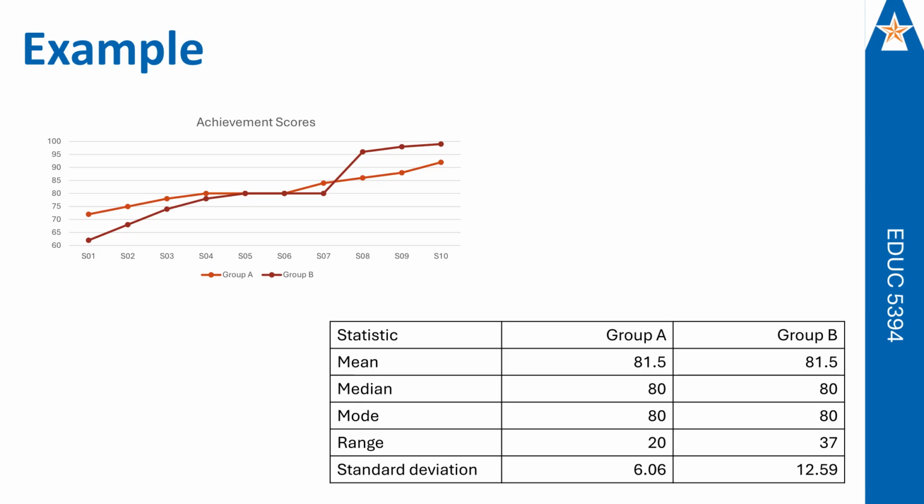Two groups of students' achievement scores are listed. Both groups have the same mean, median, and mode, suggesting similar typical achievement. However, Group B has a much larger range and standard deviation, indicating that its scores are more widely dispersed. Group A scores are more closely clustered around the mean.